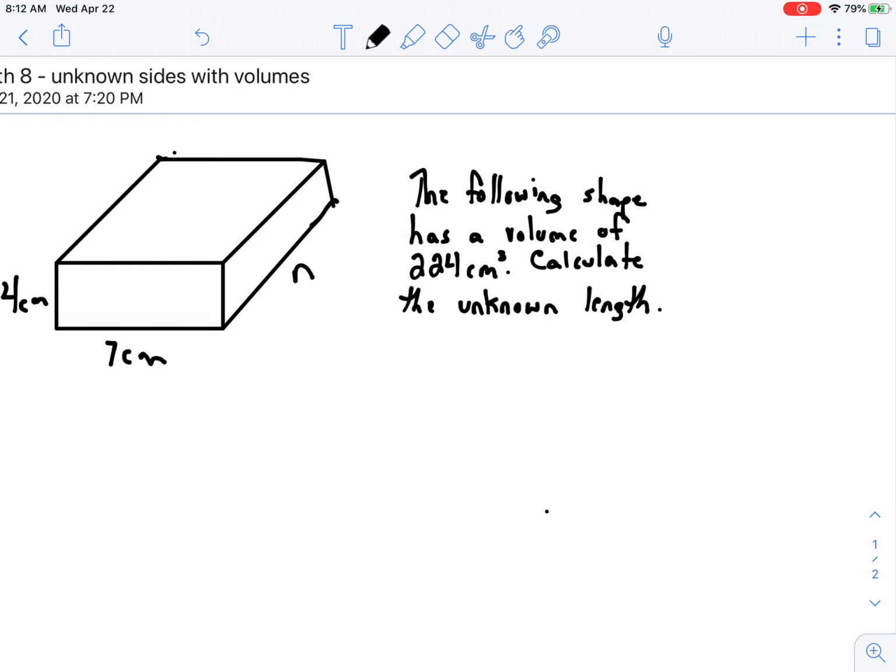Hey guys, I just wanted to do a quick demo of how to find an unknown length when you're given a volume. The following shape has a volume of 224 centimeters cubed. It's asking me to calculate an unknown length. I've drawn a picture here. We have a front side that is 4 by 7 and we have the prism length being my unknown.